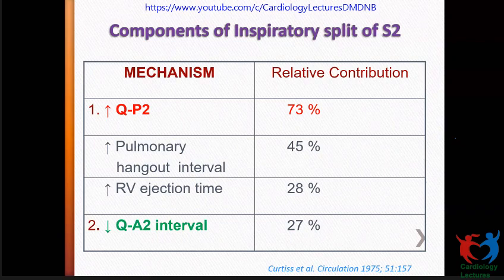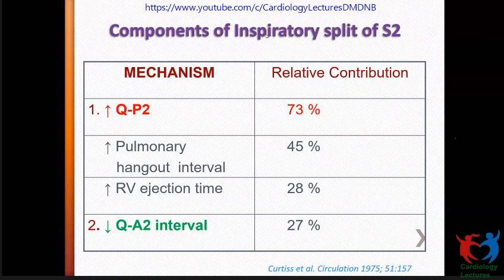But to be honest, that's not the correct explanation. It's not about 3 liter, 2 liter going here and there. There's only one explanation. That is the pulmonary hangout interval. Pulmonary hangout interval is the single most determinant of the split. That means of the property of where the P2 is here.